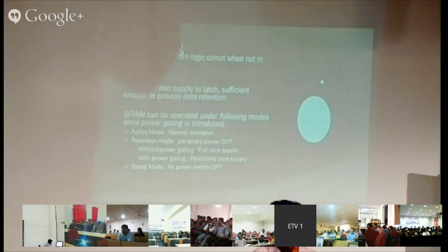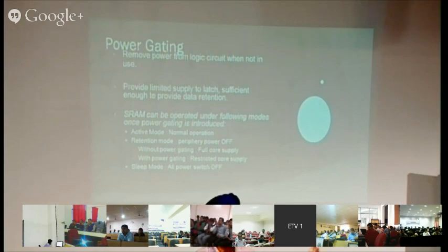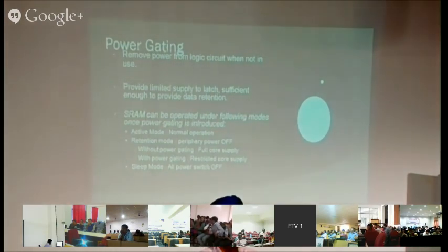So that is the concept of power gating. There are circuits which shut the power and give the power. Those circuits have to be designed and put wherever it is needed. So the design becomes complex, but you save on power.